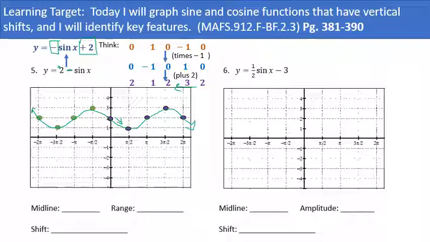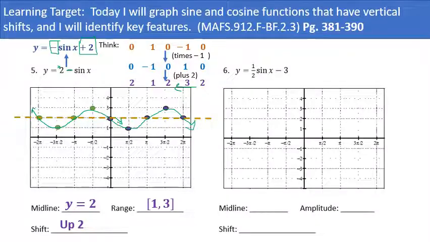All right, so here we go. Midline, where is that? Right there in the middle, y equals 2. Range, 1 to 3. And the last thing is our shift. What is our vertical shift? Here we're going up 2. Okay, almost done. A couple more to do. You guys are doing great.